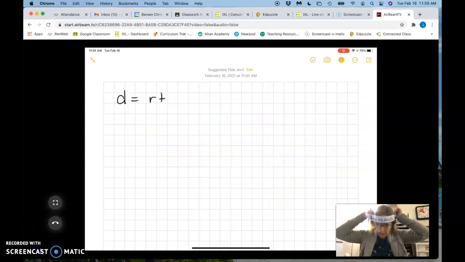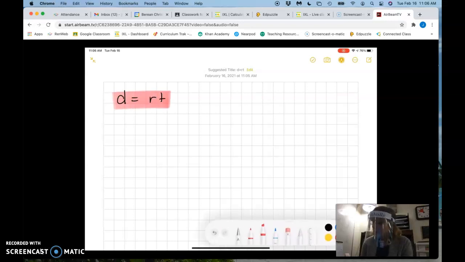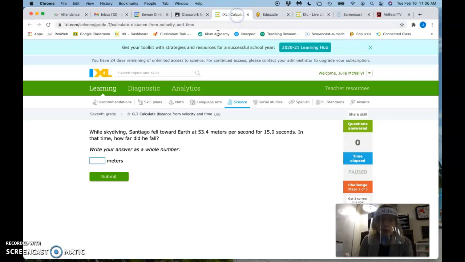Okay, so I'm going to show you a little bit of the IXL now, and I'm going to go back and forth between this screen and the IXL screen because this is where I'm going to show my work. This is the formula that we're going to be using today. The distance equals rate times time. Now in all of the problems on IXL today, we should be finding distance, so this is the only formula you'll need, but let's get started.